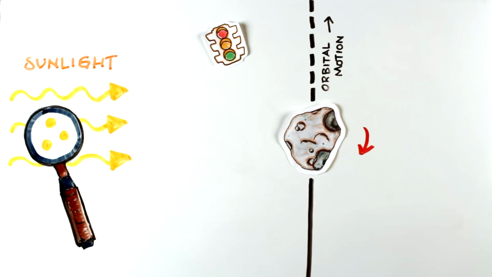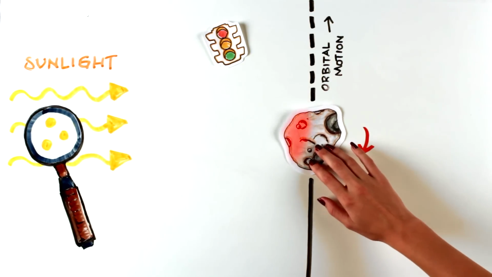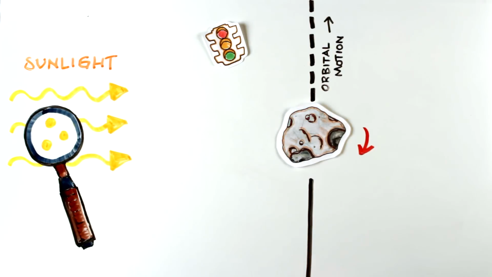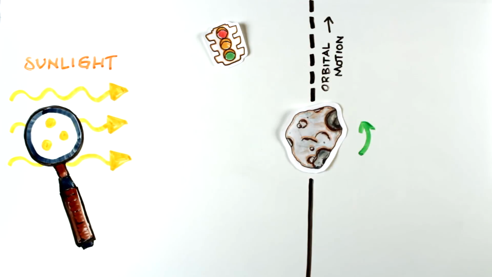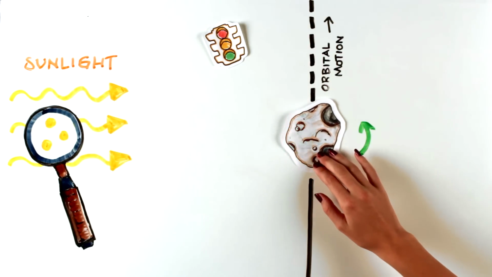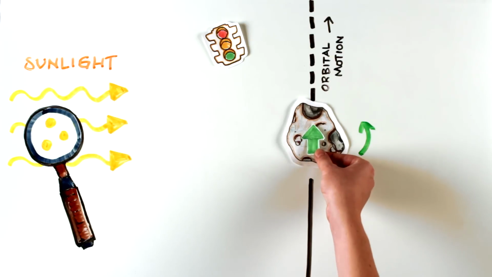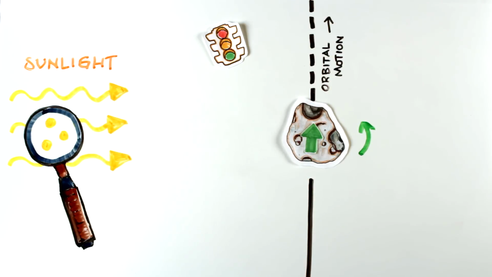If the asteroid is spinning such that the warmest spot is slightly in front, the recoil force will be backwards, and the asteroid will slow down a bit, like a car hitting the brakes. But if the asteroid is spinning the other way, the warmest spot will be slightly behind, and the recoil force will give the asteroid a push forward in its orbit, like a car hitting the gas.